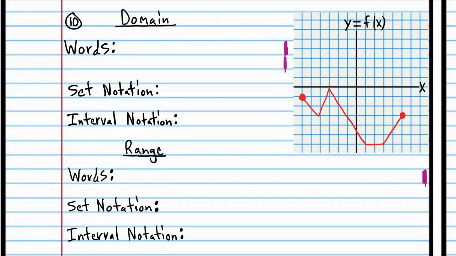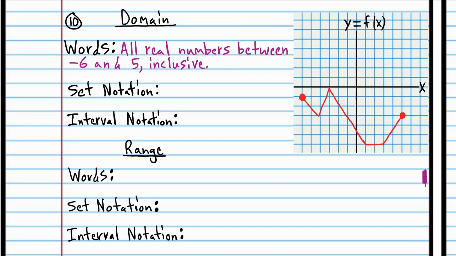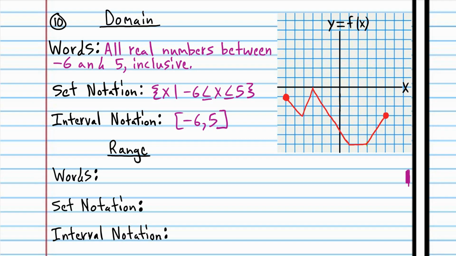All right, we're back. The domain is all real numbers between -6 and 5 inclusive. It's the set of all x values such that x is between -6 and 5. And we need less than or equal to symbols because we have closed dots. In interval notation, we use brackets, -6, comma 5. So all the x values are between -6 and 5. All the x values are the points on that graph.